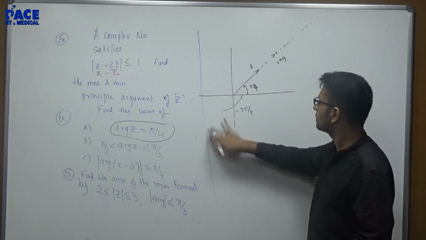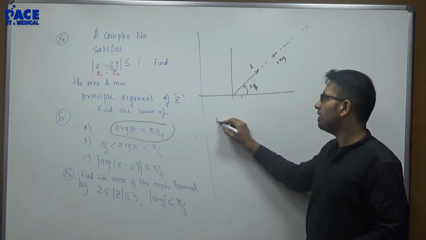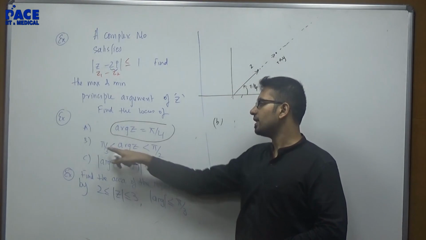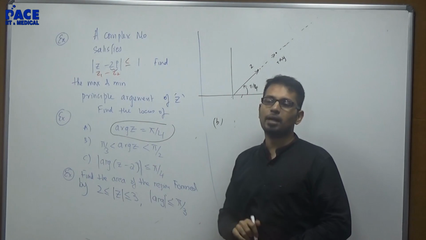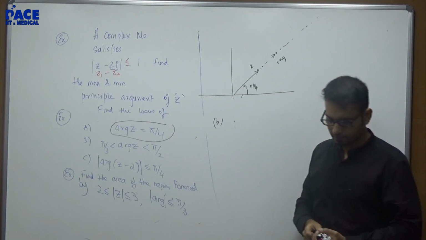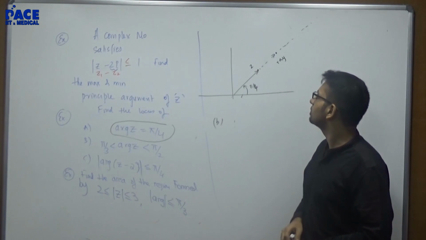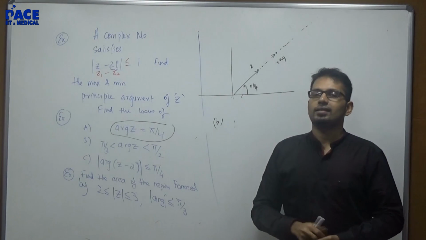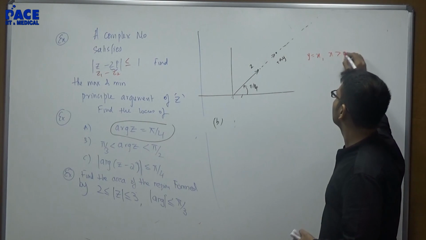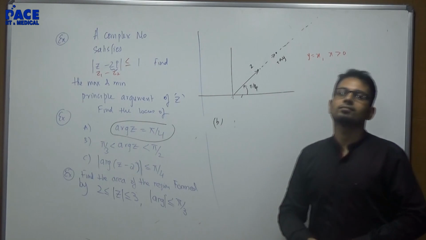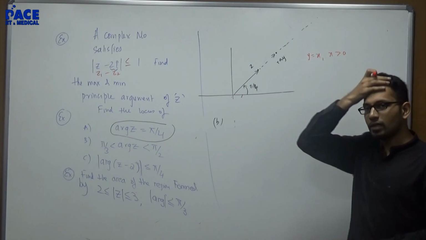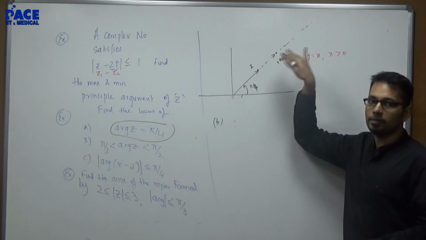Okay, now in part B, argument of z lies between pi/3 and pi/2. So where will Z be? Which region or which area? Sir, if we were asked to write the equation of this line, then what will it be? This ray. Okay? But I'm not asking you to write the equation in 2D form, just representing this on the plane, that's it. Okay?